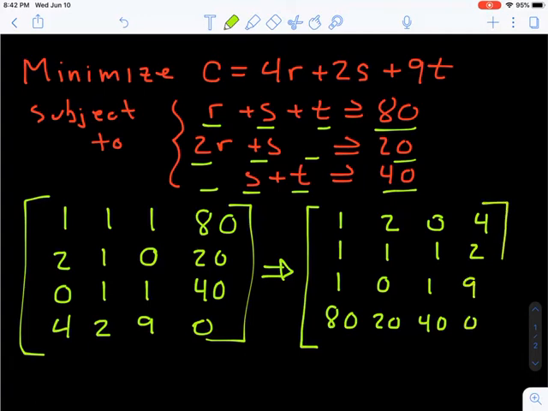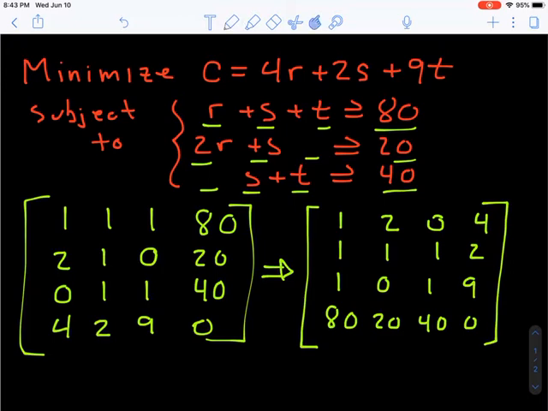Now before you go any further, always make sure, double check your work step by step in case you make some kind of a careless error. Just like with the linear algebra stuff that we were doing, it's very easy to do that. So 1, 2, 0, 4, 1, 1, 1, 2, 1, 0, 1, 9, 80, 20, 40, 0. So that is our transpose.